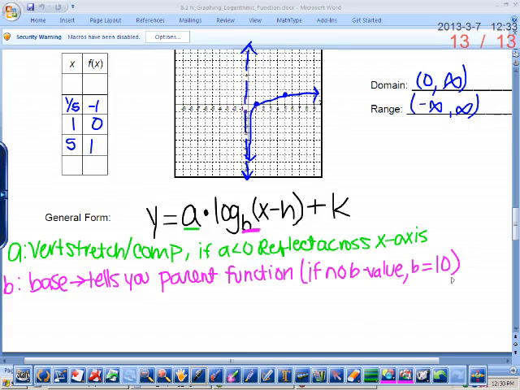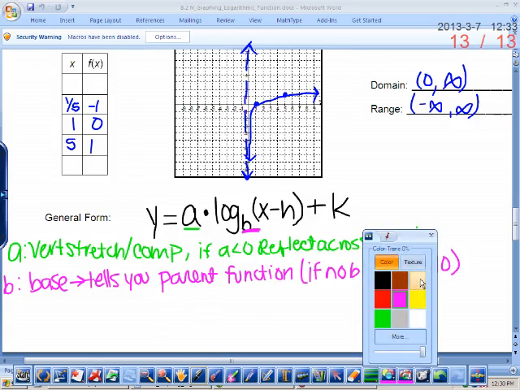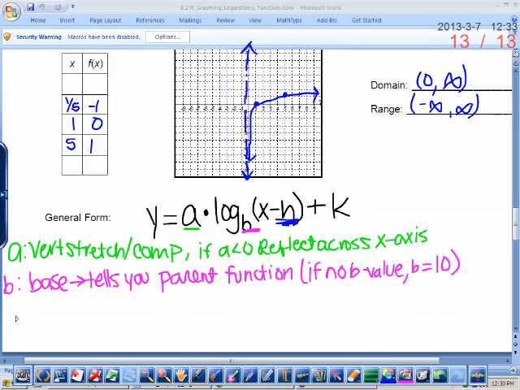Okay? All right, what does the H do? Horizontal translation. What does the K do? Vertical translation.